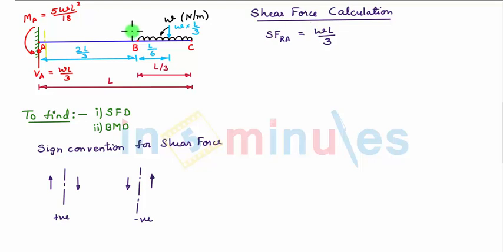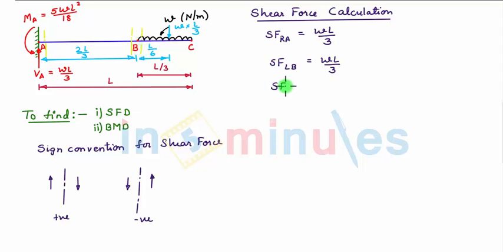Next, we move the section towards right and take it towards left of B and very near to it. So shear force towards left of B is equal to, we see that there is no force acting between these two sections. So this is same as WL by 3.